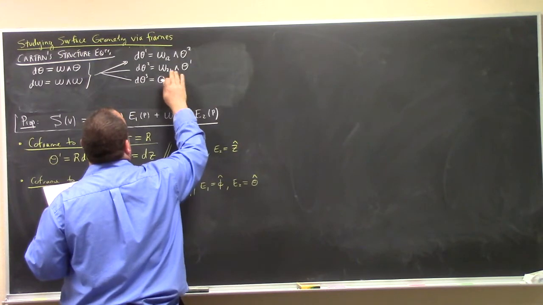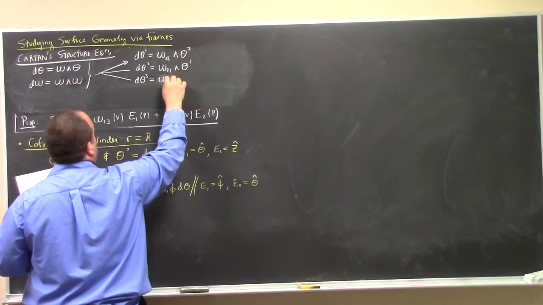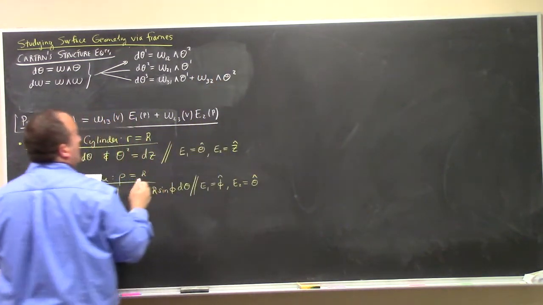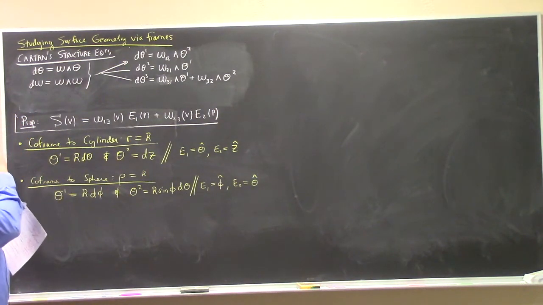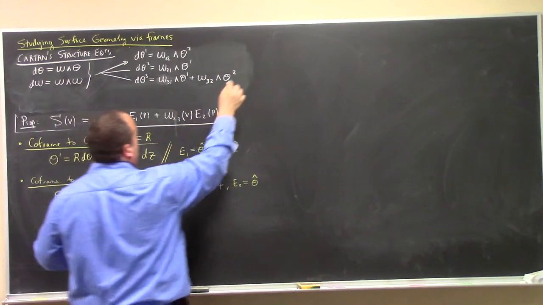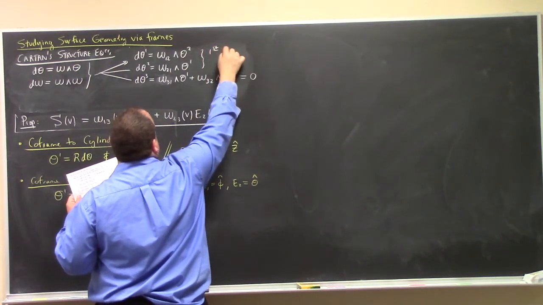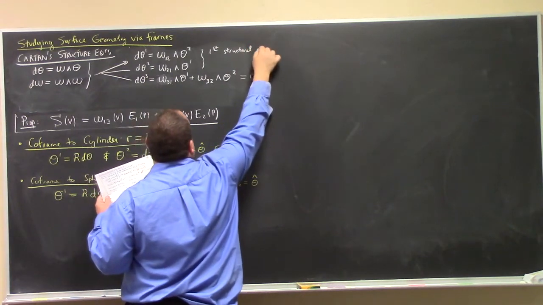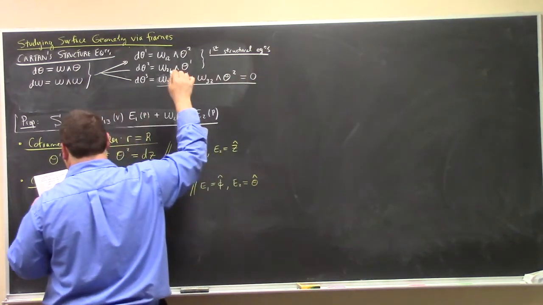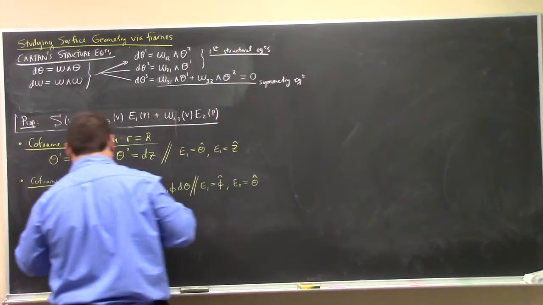All right, so remember how this works. This is omega 3,1 wedge theta 1, plus omega 3,2 wedge theta 2. Because theta 3 is identically 0, we just get that this is equal to 0. So I say these first two are the first structural equations. This is just a bunch of name calling, but these are the first structural equations. This second one is called the symmetry equation.